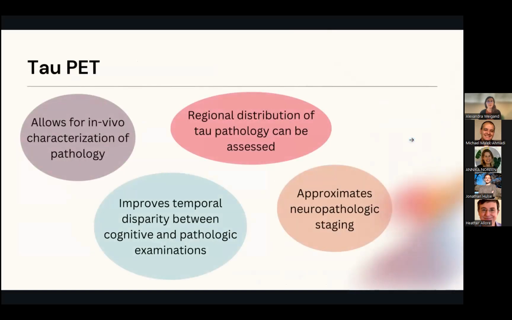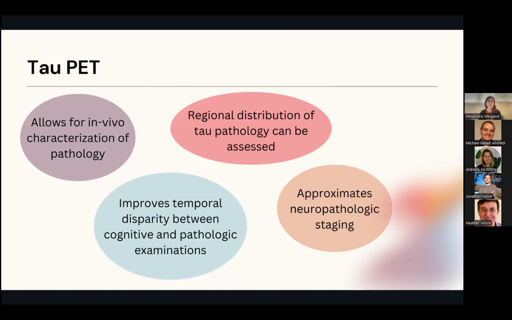Now, one of the ways we can look at these biomarkers is through PET imaging. There are other methods as well, such as cerebral spinal fluid and plasma markers. Today, I'm going to focus more on PET or positron emission tomography imaging. And here's a little bit of information about tau PET and some of its advantages. So tau PET allows for the in vivo characterization of pathology. So rather than looking at someone's tau pathology post-mortem, we can actually characterize it while they're still alive.